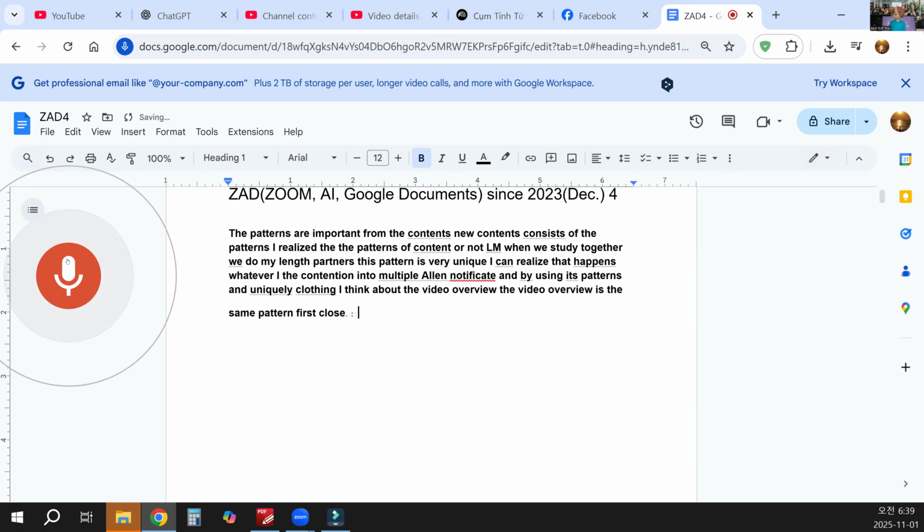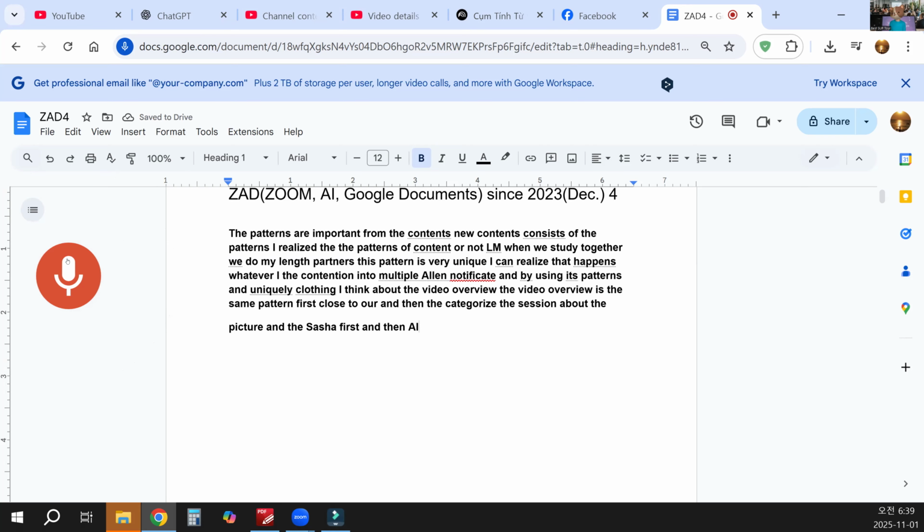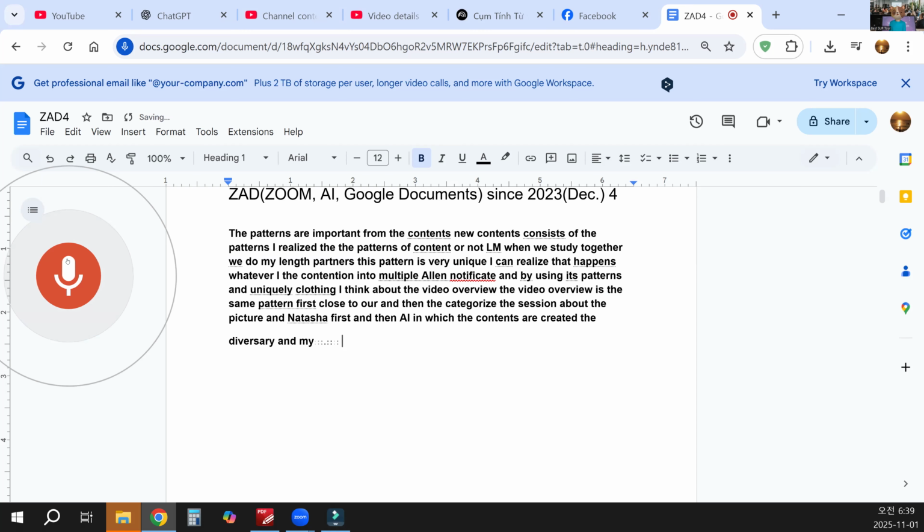First word, and then the categorized session about the picture and the session, first, and then AI. NotebookLM is one of AI in which the contents are created diversely, like mind map, video overview, audio overview, flashcard, and question and answers.